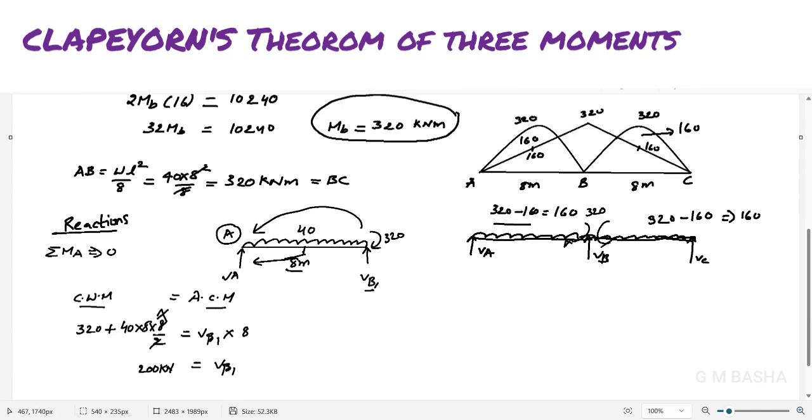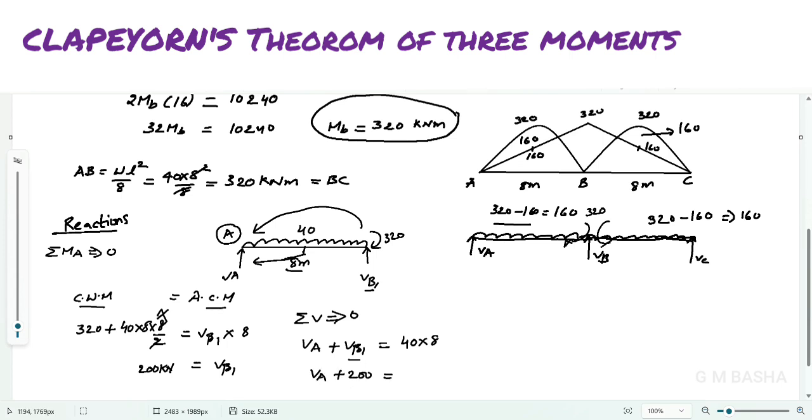Once you get VB1, that is 200 kilonewton, then take sigma V equal to 0, that is total vertical loads acting on this span. VA plus VB1 is acting upwards, and this UDL will be acting downwards, that is 40 into 8, that is 320. So already we know the VB1 value. Take down that one: VA plus 200 equal to 320. Send this one this side. What you will get? VA equal to 320 minus 200, which is 120 kilonewton.